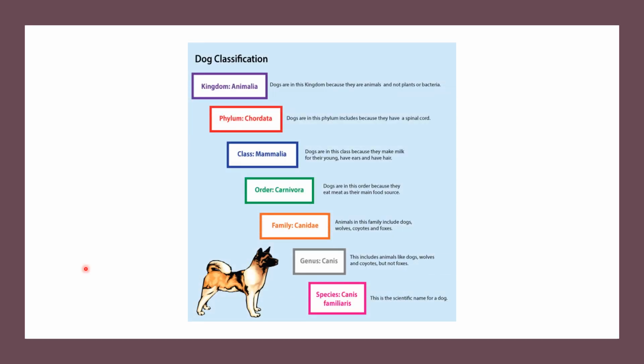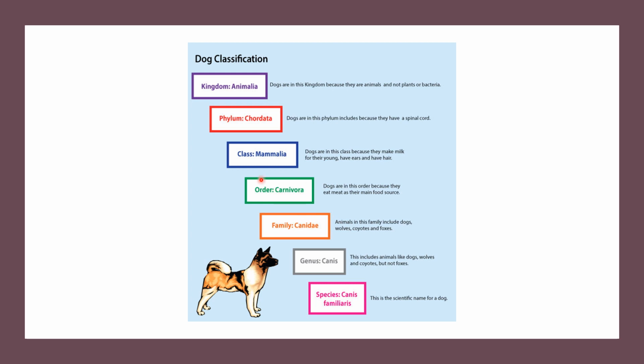So this is the classification scheme for dogs. For the species, we have Canis familiaris. This is the scientific name for a dog. For the genus, it is Canis, which includes animals like dogs, wolves, coyotes, but not foxes. Dogs belong to the family Canidae. The animals in this family include dogs, wolves, coyotes, and foxes.